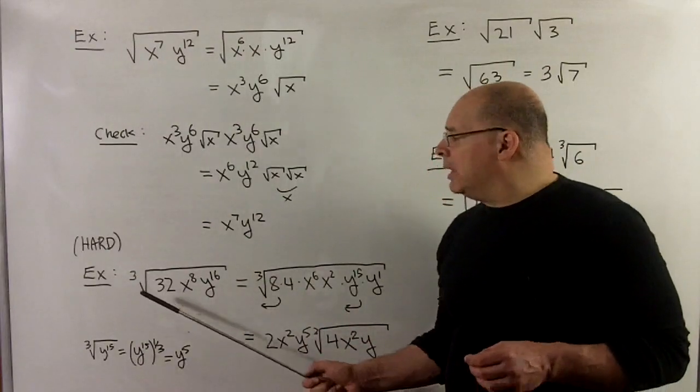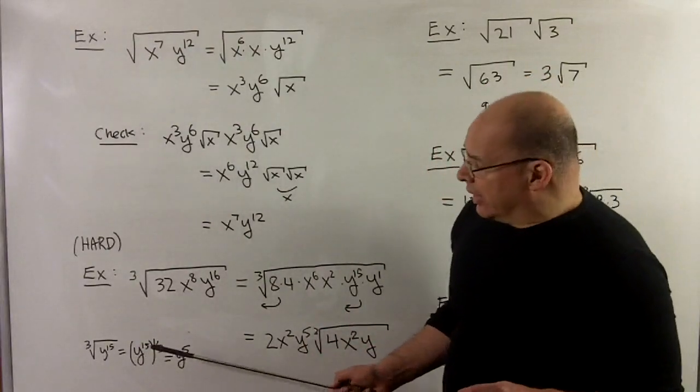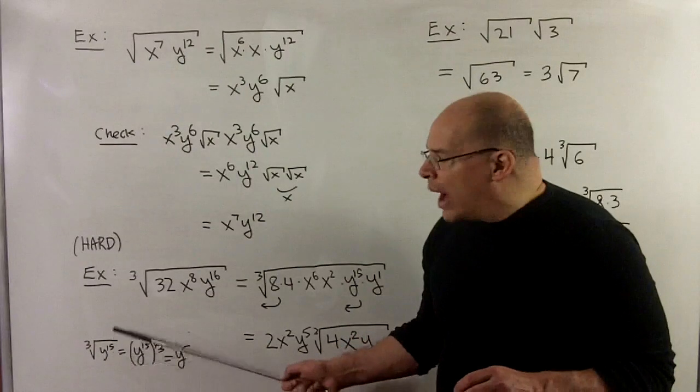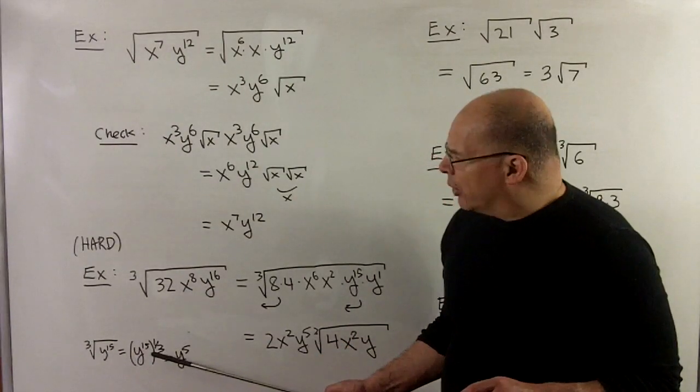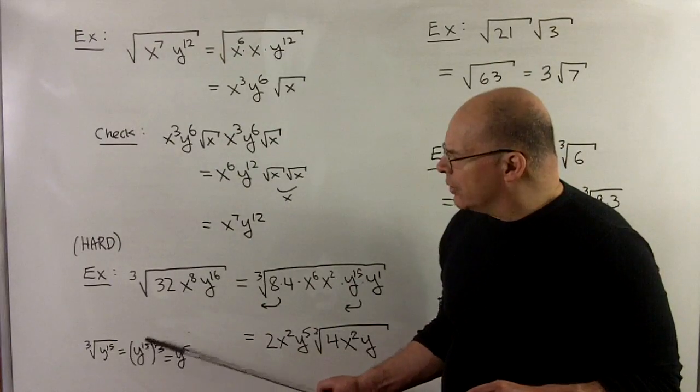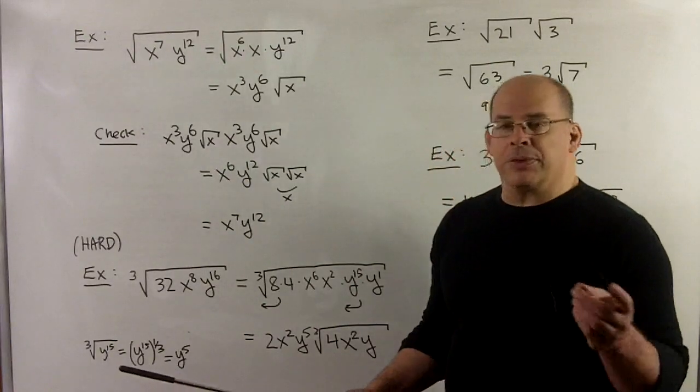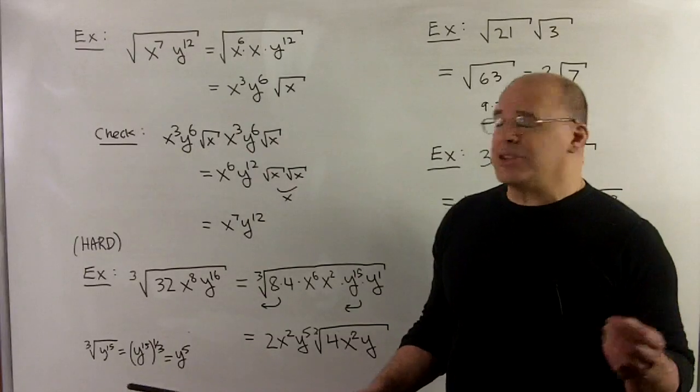Now, as a warm-up, let's go back to the last video. Suppose I want to take the cube root of y to the 15. Well, if I put this in rational exponent form, we have y to the 15 to the 1/3. 15 over 3 is 5, and I get the clean answer of y to the 5th.